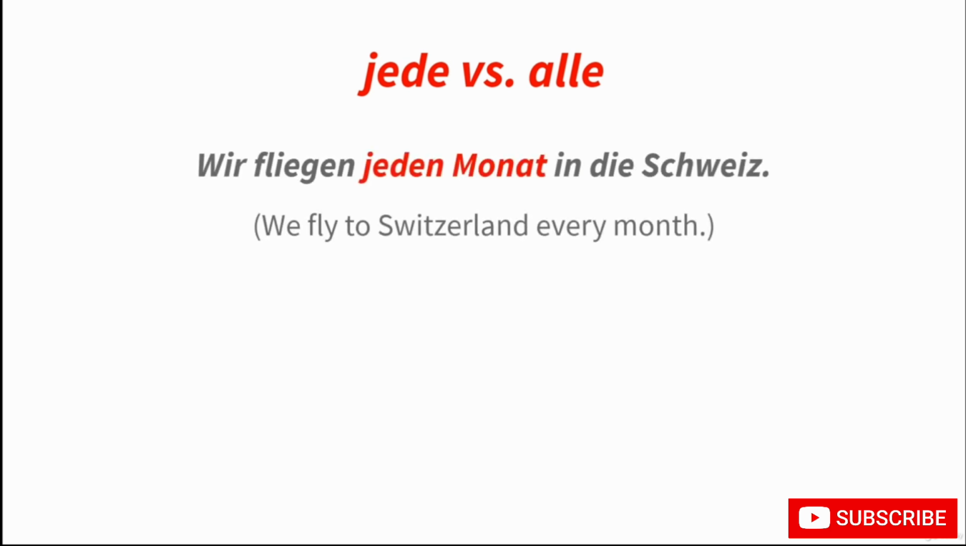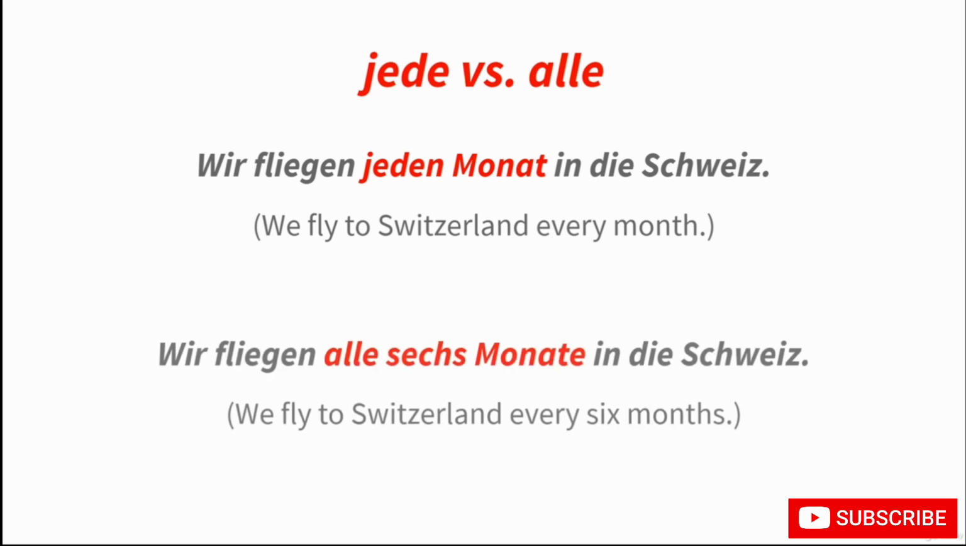Wir fliegen jeden Monat in die Schweiz, means we fly to Switzerland every month. But what if we do it only twice a year? How can we say that? Wir fliegen alle 6 Monate in die Schweiz means we fly to Switzerland every 6 months, which means twice a year, actually.